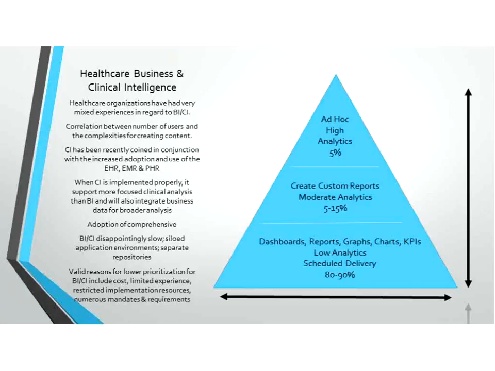So in other words, you have the larger number of users who are at the bottom of this triangle. The uses that they require are more mundane, more easily created content. So you got a higher number of users versus those at the tip. They have more complex needs, and you see there's only 5% of those who are actually utilizing your BI/CI intelligence and analytics.